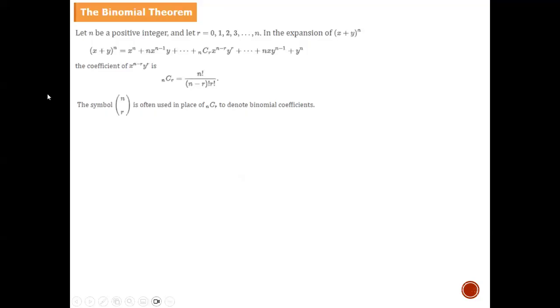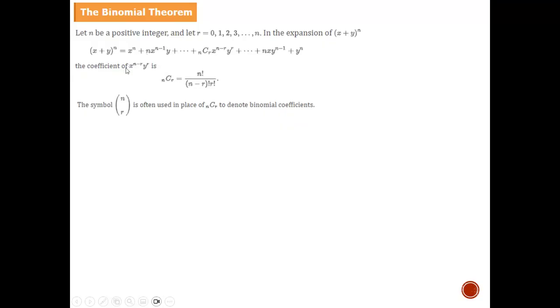It comes from the binomial theorem. Let n be a positive integer. r is going to be from 0 all the way up to n. When we have an expansion, x plus y to the n, these are all of the ways we get the terms. You start with that first term, x to the power of n, and then x goes down by 1 power, and so on and so forth. y will start up here with the power of n, and then go down as we go this way.